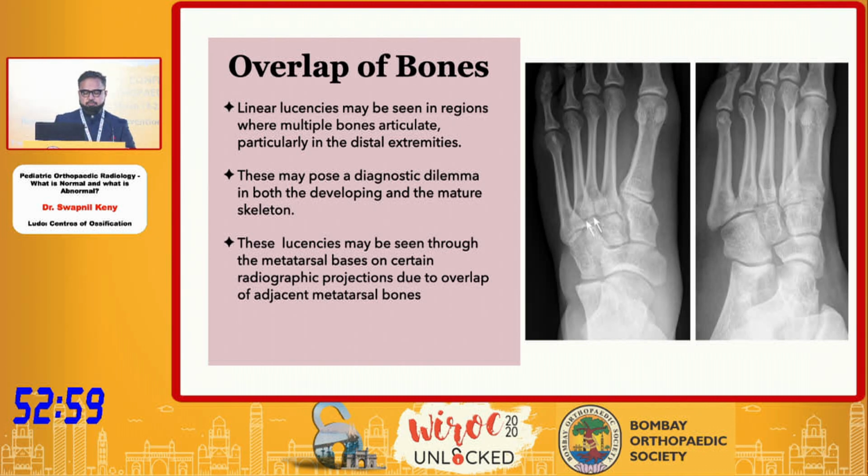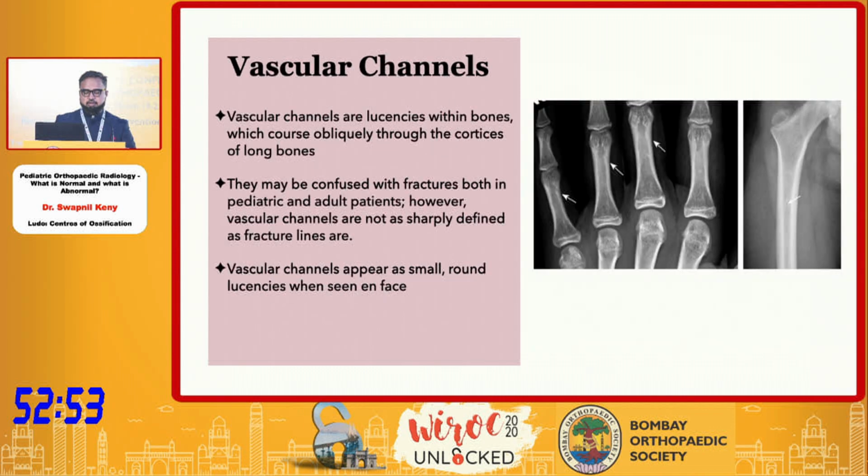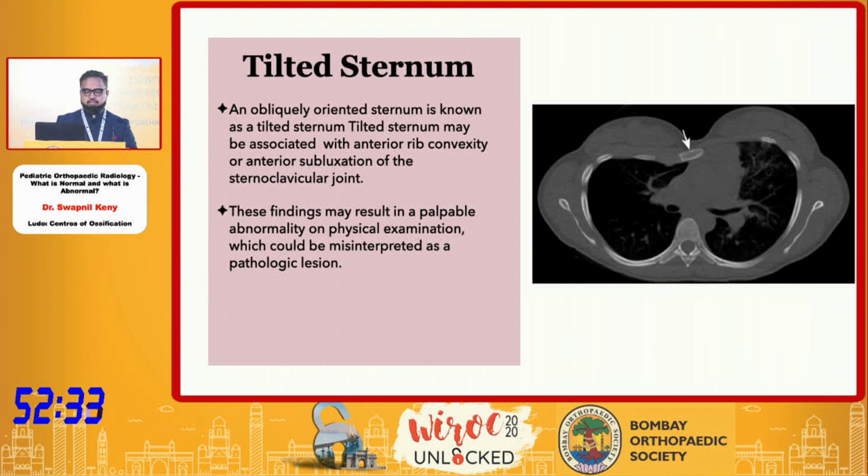These lucencies may sometimes be seen through the metatarsal bases on certain radiographic projections due to overlap of adjacent metatarsal bones. Vascular channels are lucencies within bones which course obliquely throughout the cortices of the bones. They may be confused with fractures in both children and adults. However, vascular channels are not as sharply defined as fracture lines. Vascular channels appear as small round lucencies when seen end-on.